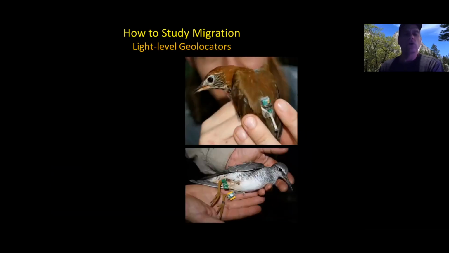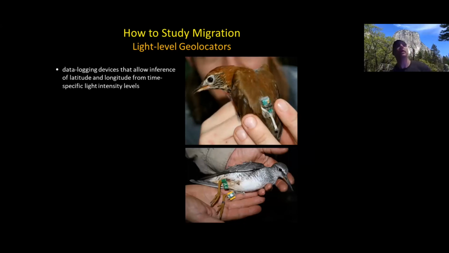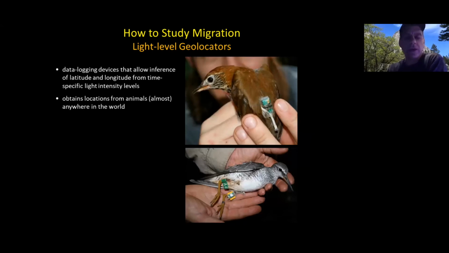Okay, so finally that brings us to geolocators. So you can see now where the geolocators fit in with all of this. These geolocators are data logging devices that allow the inference of latitude and longitude from time-specific light intensity levels. So like satellite trackers, geolocators can obtain locations from animals anywhere in the world. Well, almost anywhere in the world. And you'll see what I mean by that.